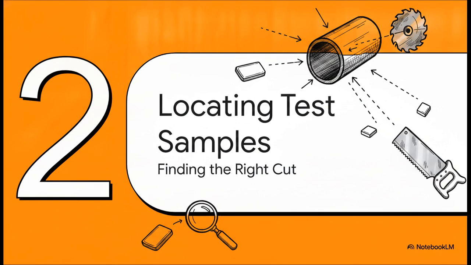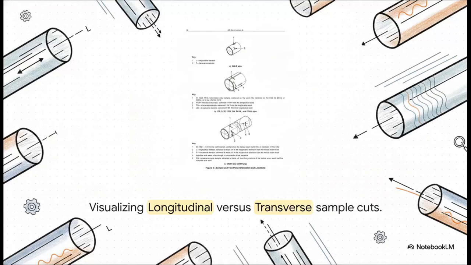Okay, moving right along to Section 2, locating your test samples. Once your frequencies are set, you have to go harvest your ingredients, finding the exact right cut. And extracting these samples isn't just a free-for-all. You have to perfectly distinguish between longitudinal and transverse cuts based on the seam type. So L is for your longitudinal samples, cut parallel to the pipe's length, and T is for transverse, cut straight across it. The orientation of the metal grain plus the specific stresses that pipe is going to face absolutely dictate how you need to orient this cut.